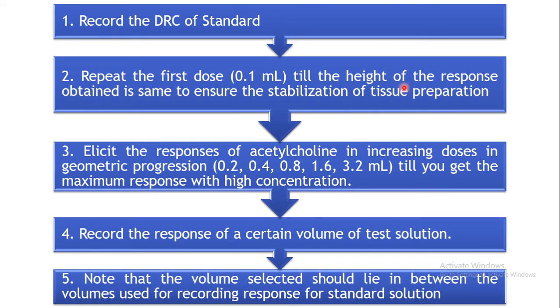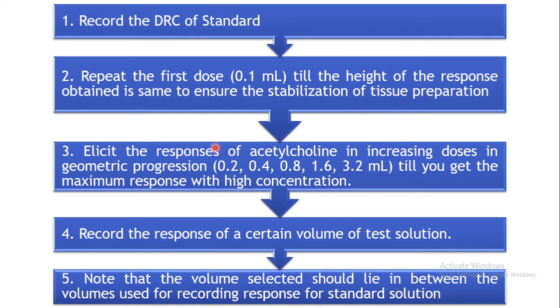This particular step is known as to determine the equipotency, to ensure whether your tissue is stable. So when you repeat a particular dose 0.1, obviously when the concentration of the drug remains the same, the height of the response also should remain the same. Practically it may not be possible, slight variation may be there, but plus minus say 1 mm is alright. So you should repeat the first dose till you get the same heights or approximately same heights for two consecutive responses, one after the other. So that's very important.